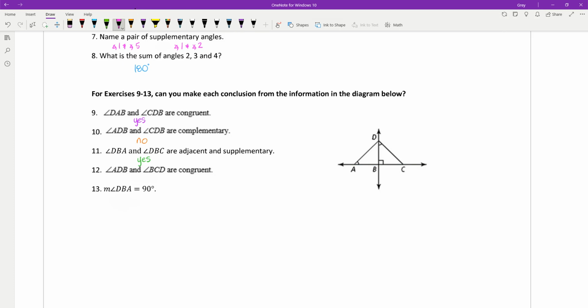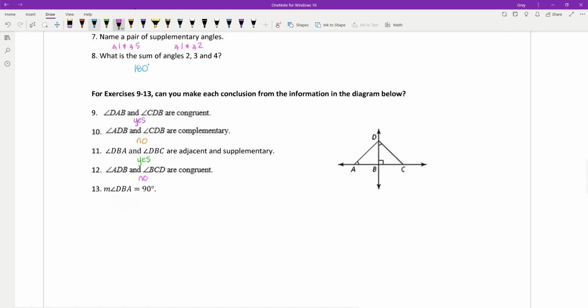Okay, look at the next one. ADB, that's up here. ADB and BCD, are they congruent? From the information marked in the diagram, I'm going to say no. Can you eventually find it? Yes. If you want any more explanation, come see me or email me or write a note. We'll talk about it.